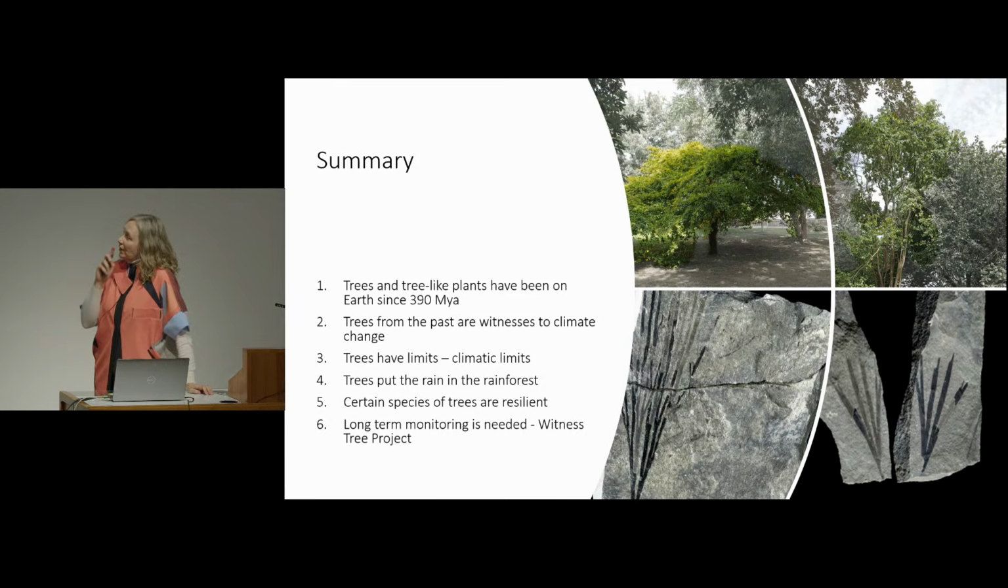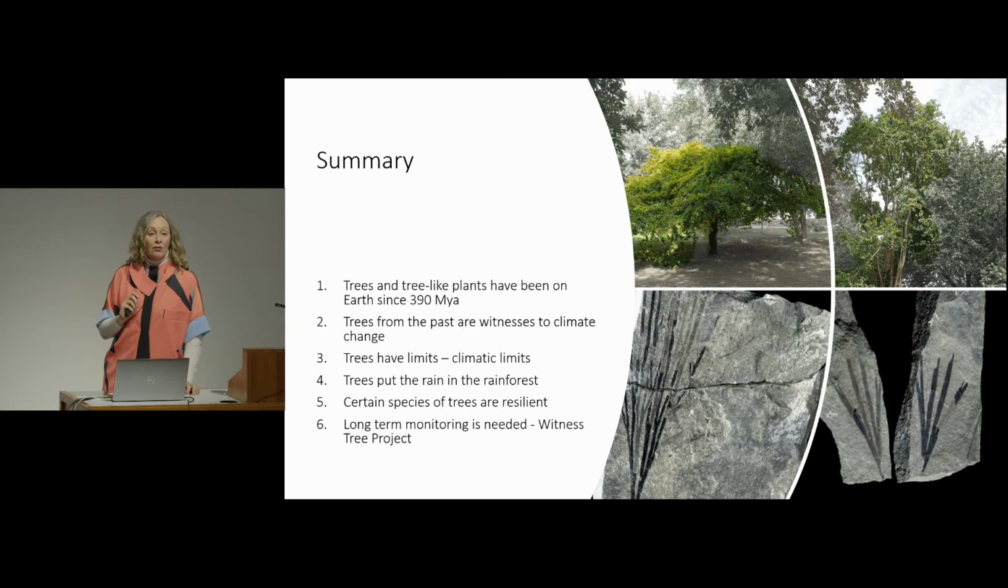So in summary, I hope I've shown that trees and tree-like plants have been on Earth for 390 million years. Trees from the past are witnesses to climate change. This is why we have a witness tree project today in Trinity, and we can use that data to try and understand fossils in the past, and we can use the data to try and project forward what's going to happen. The most important thing I want you to go away with from the lecture is that trees have limits. They have climatic limits, and paleobotany can help us understand what those limits are, but so can research in botanic gardens and in the field.